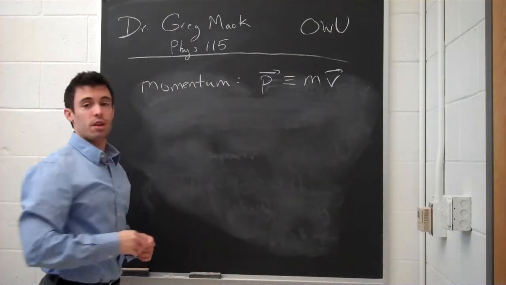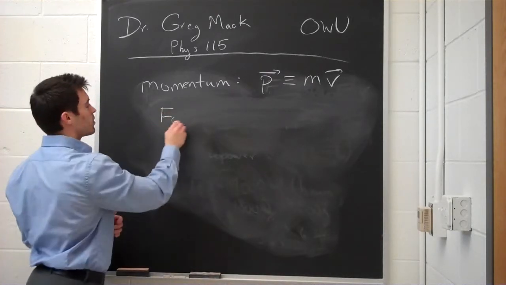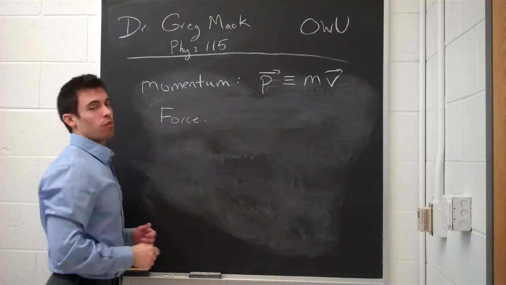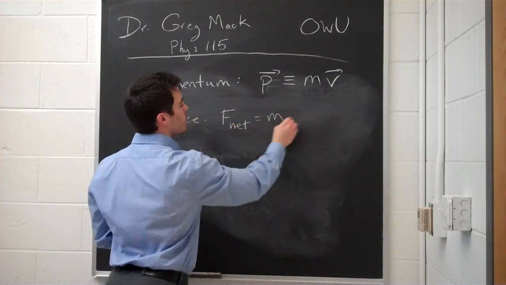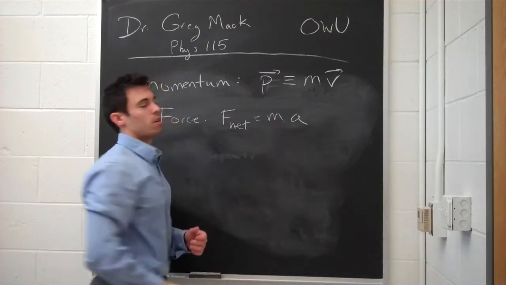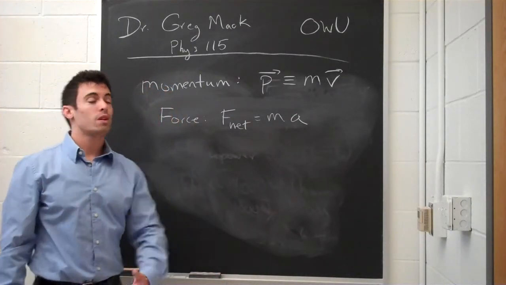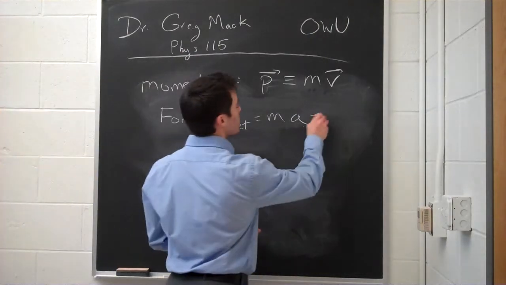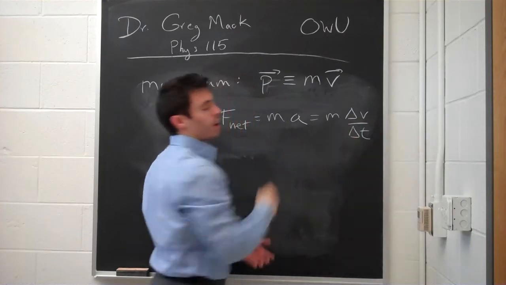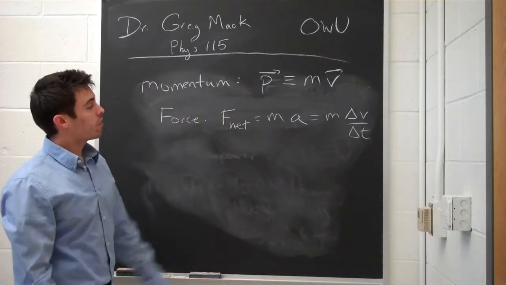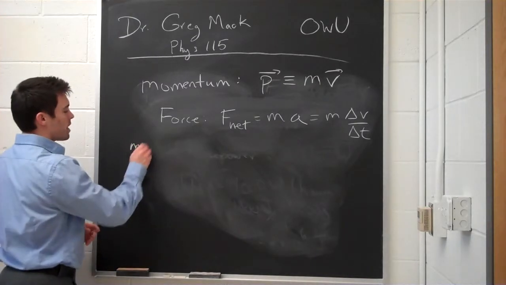Another thing to think about is that if you look at the definition of force, force is equal to, a net force, is equal to an object's mass times the acceleration it experiences because of that net force. Now, what is the definition of acceleration? It's the change in velocity divided by the change in time. If the mass is not changing, then what is m delta v?